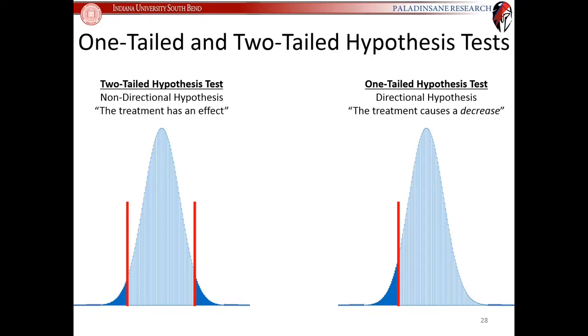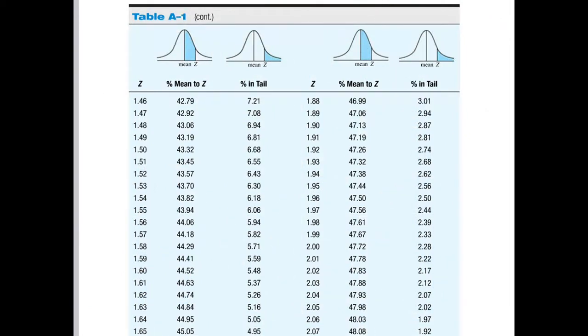We want all 5% to be placed in one tail. We need your tails to equal alpha. This has to be 5%. So we go to the unit normal distribution table, and we scan the percentages in the tail. So this column right here, which is the percentages in the tail, we scan that until we find something that's close to 5%. What's the closest one to 5%?